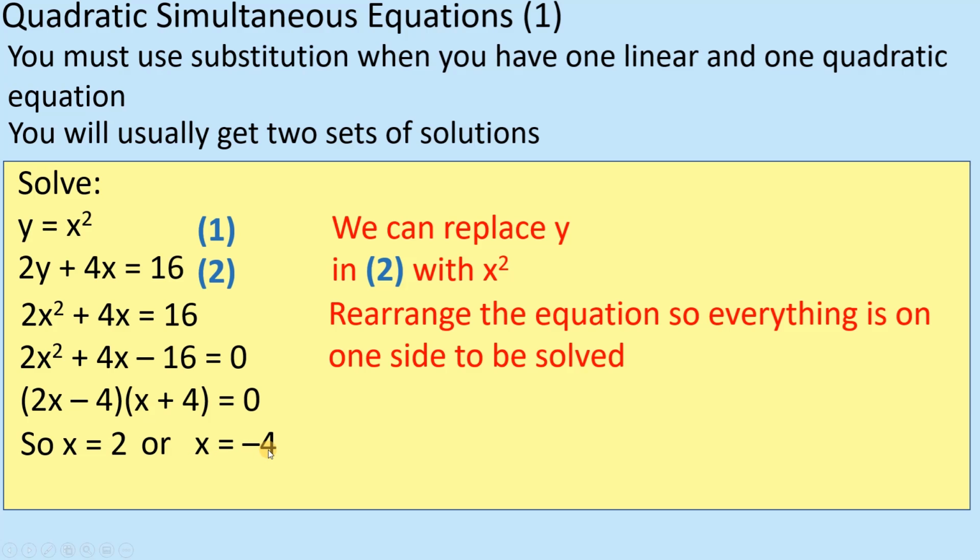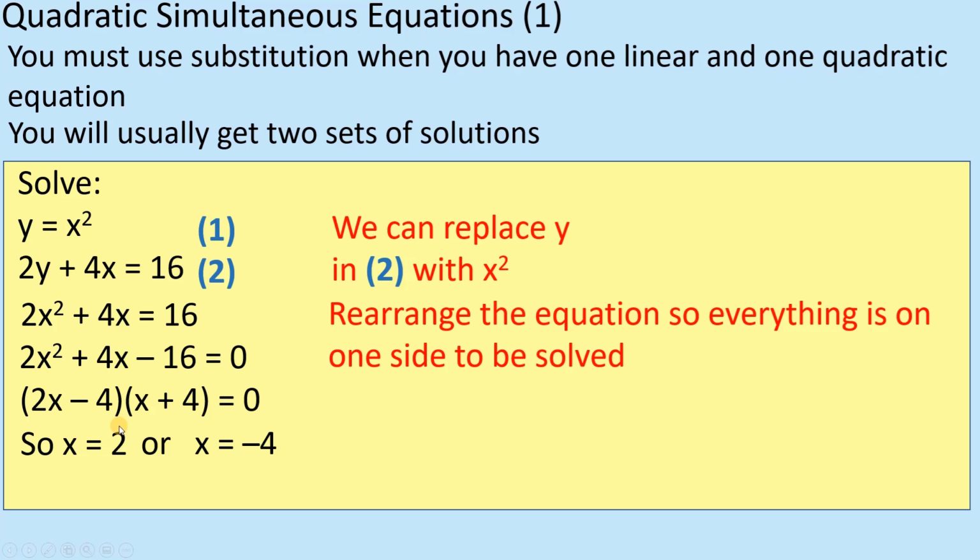But you're not done. You have found the two values for x, but of course we are solving a simultaneous equation, so we also need to find the corresponding y values. We're going to substitute these two one at a time into either of these two equations. The easiest one for me to go to is probably this top one.